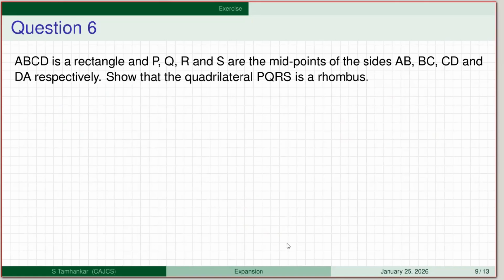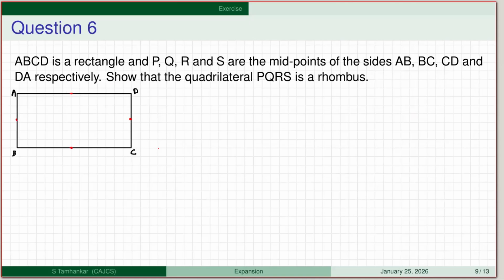So this is our next question. I would like you to make a figure and then see how you can prove this. Okay, so pause the video, give it a try, and then play it again to see how it is solved. Okay, so let's start by drawing the figure. ABCD is a rectangle. So let me draw that as a rectangle. And I'm going to name it. So I have A, B, C and D over here. Okay. Now P, Q, R, S are the midpoints. So let us label the midpoints here.